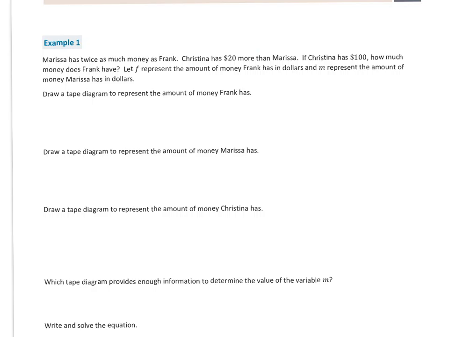Let's try another. Marissa has twice as much money as Frank. Christina has $20 more than Marissa. If Christina has $100, how much money does Frank have? So we're going to let F represent the money for Frank, M for Marissa. So first let's draw a tape diagram for Frank. So we know that Marissa has twice as much as he does. So this is F. And then this whole thing would be M for Marissa.